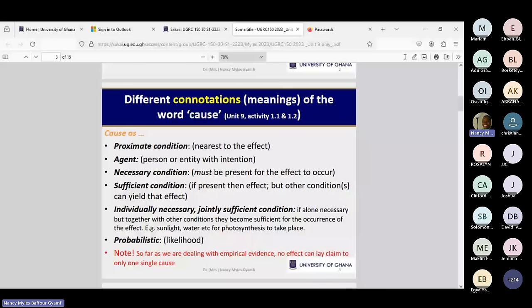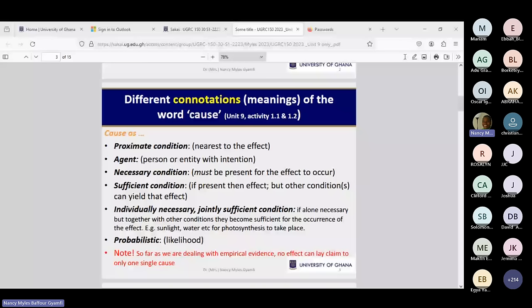What must be for the effect to occur is the necessary condition, such that without that thing, the effect won't come. So when I talk causal reasoning, the cause may be the proximate condition before the effect, or it may be the agency behind the effect, or what necessitated the effect, without which the effect couldn't have come.